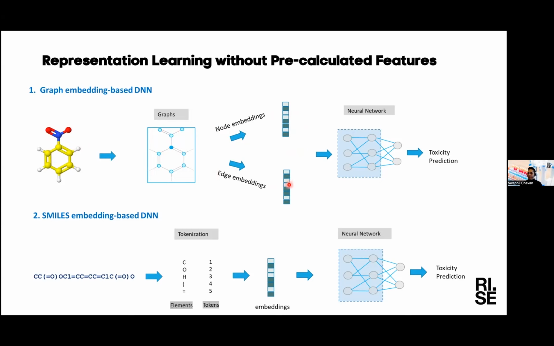If the bond is present or absent, what is the hybridization of the bond? In that way, they give a one-hot encoding. Then this one-hot encoding is attached to a sequence of neural network layers. And after model training, one is able to predict whether the given compound is toxic or not.